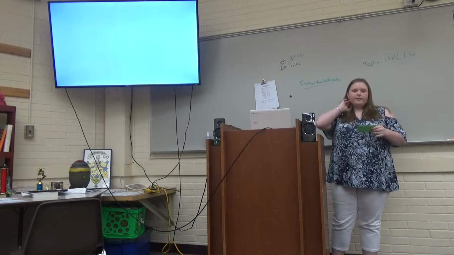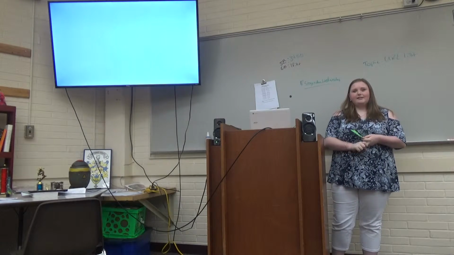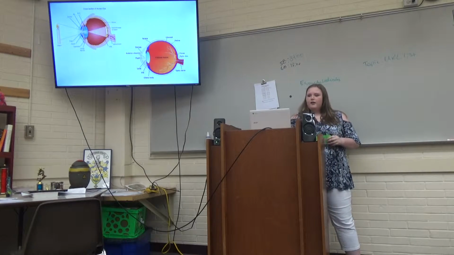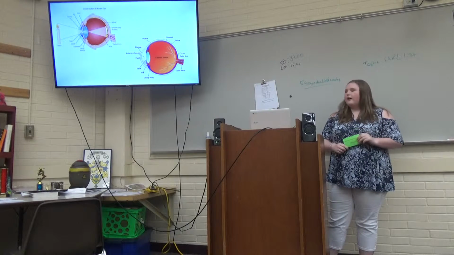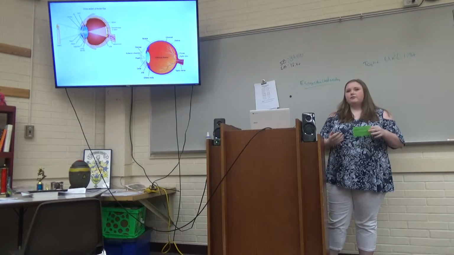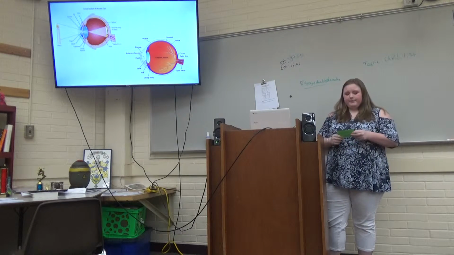So today I'm going to tell you about the functions of the anatomy of the eye, the process of sight, and some different conditions that can affect your eyesight. So let's start with the basic anatomy. There are many different parts of the eye, but I'm going to focus on the three main ones that are involved with vision. And those are the cornea, the lens, and the retina.